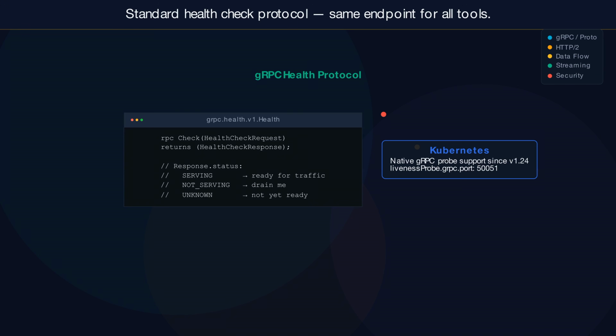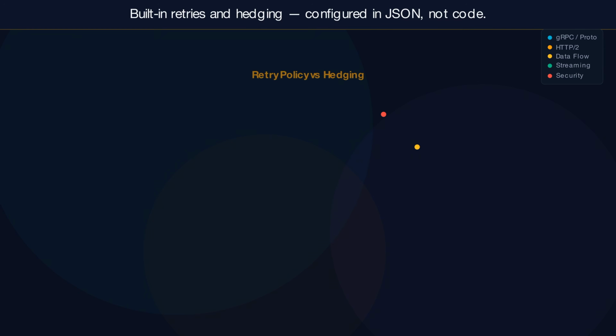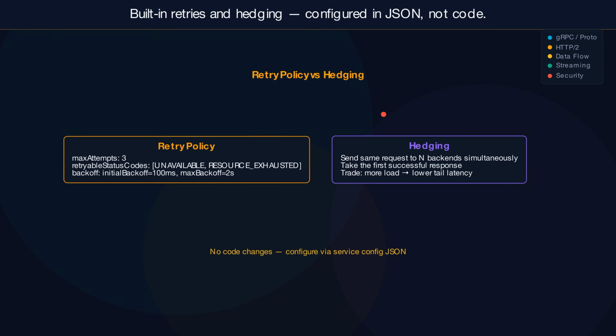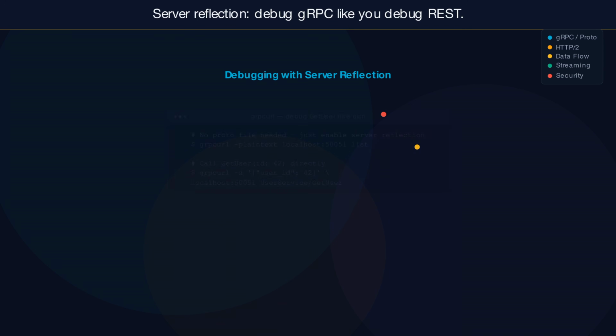gRPC has built-in retry policies. Configure per method, maximum attempts, which status codes are retryable, and exponential backoff. There is also hedging. Send the same request to multiple backends simultaneously and take the first response. Trades load for reduced tail latency. No code changes needed. Enable server reflection for debugging.